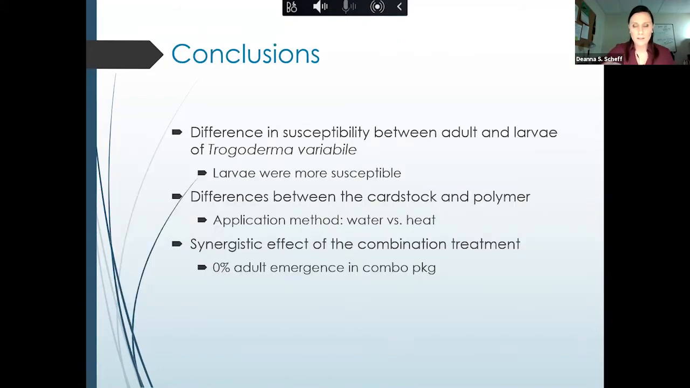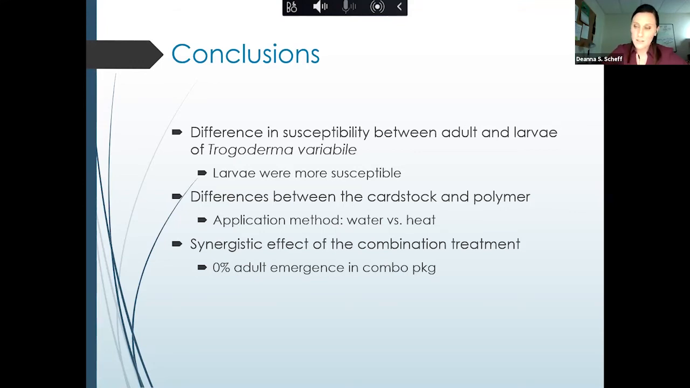So what we can conclude from some of these preliminary studies is that we do see some differences in susceptibility between the larvae and the adults. Our larvae are more susceptible, which could be due to a little bit longer exposure. It can have other biological factors between adults and the younger instars, or it could be due to some of that food being on that material and the larvae ingesting it. We have differences between our cardstock and polymer packaging, and that could be due to our application method of how that insecticide is actually incorporated into the packaging.